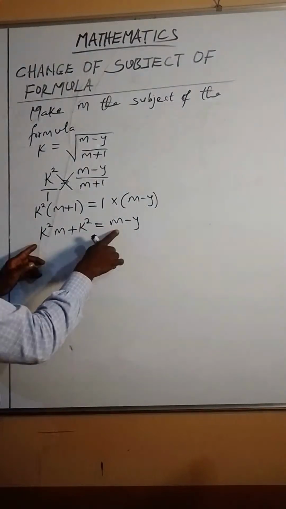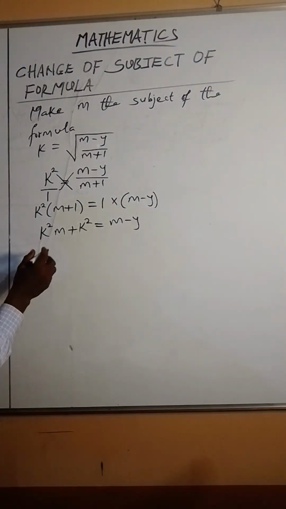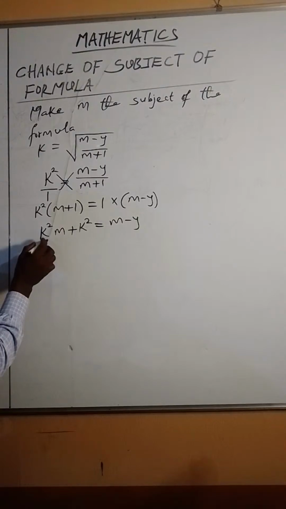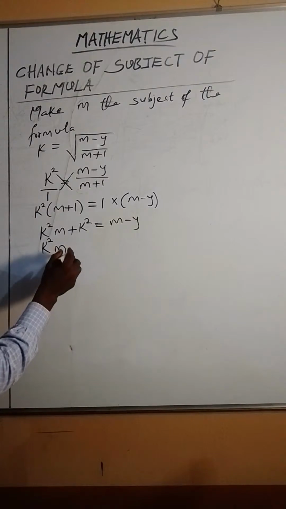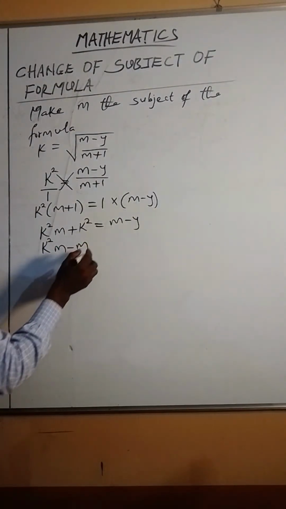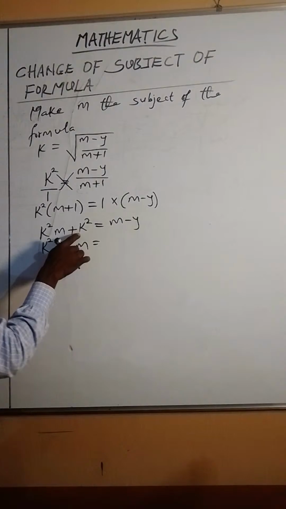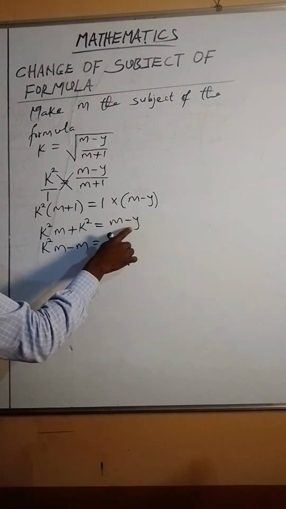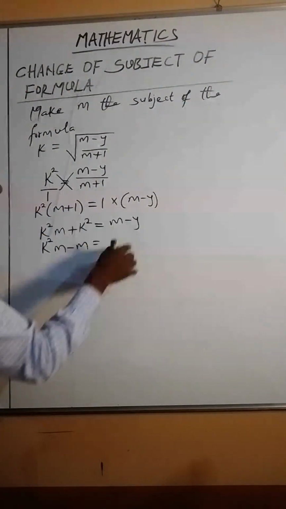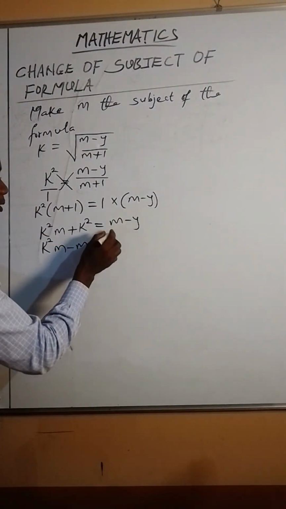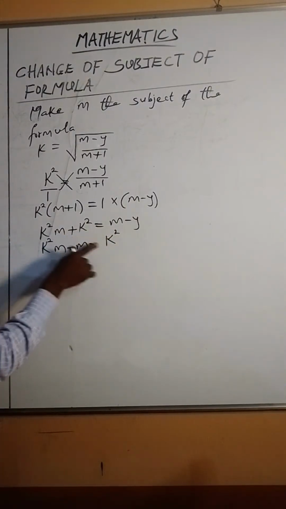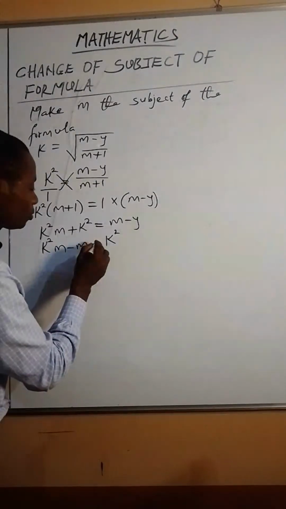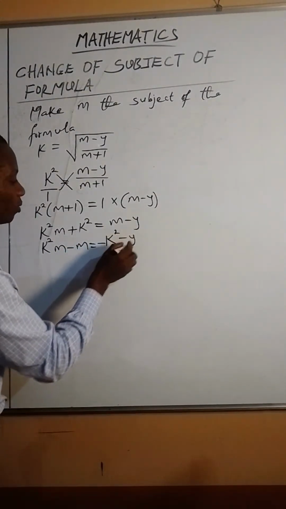Then we can bring like terms together. If we bring like terms together, we are going to have k square m. So bring this m to the left-hand side. We have minus m here, then equals to k square and minus. What we are simply going to do is to bring the k squared to the right-hand side. We know that the k square is positive here, so when it is crossing, it changes to minus. Then here we have minus y.